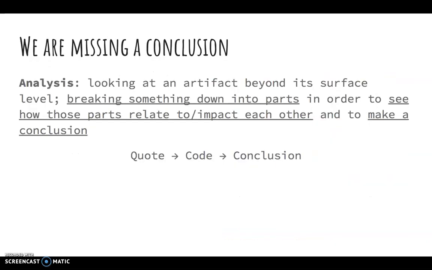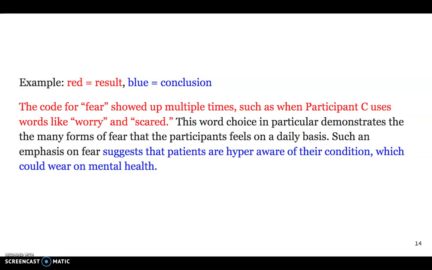Even though we coded, we are still missing the actual analysis. Remember our definition of analysis from a few weeks ago? We know that coding breaks down quotes into parts, and it lets us connect the dots of those parts. But we haven't made our conclusion yet. We need to answer, so what?